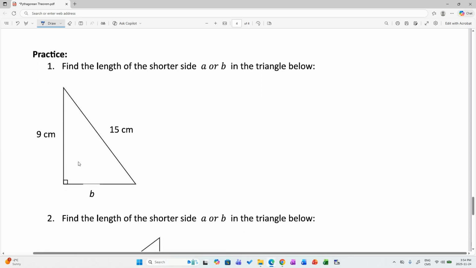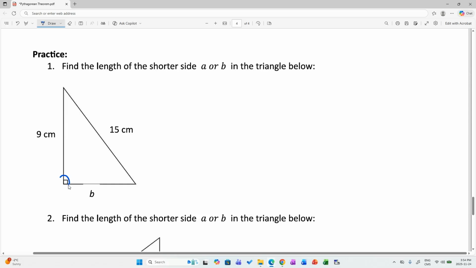Let's go over some practice here. So let's say I want to find the length of the shorter side A or B in the triangle above. In this case, it doesn't matter if I label this B or if I label this A, right? It really doesn't matter. In this case, it's already labeled as B, so I'm just going to keep it as B, okay?